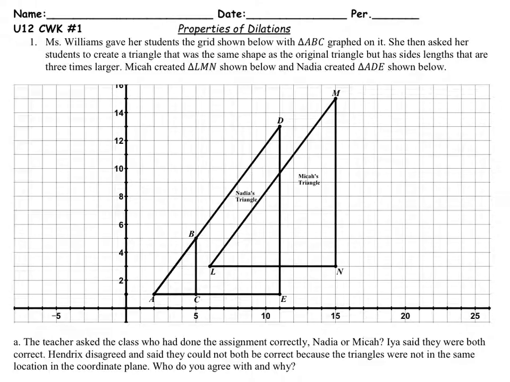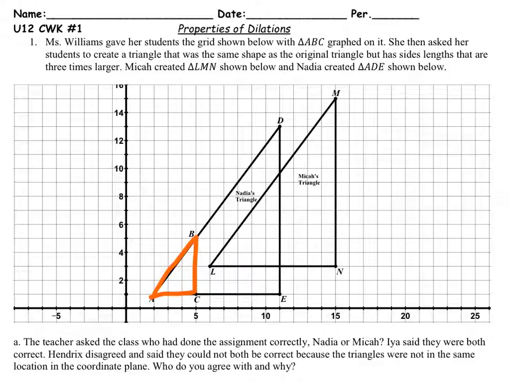Ms. Williams gave her students the grid shown below with triangle ABC, which we will just outline real quick. They graphed triangle ABC, here in orange. She then asked her students to create a triangle that was the same shape as the original triangle, but has side lengths that are 3 times larger. Micah went ahead and created this one. And Nadia created this one.